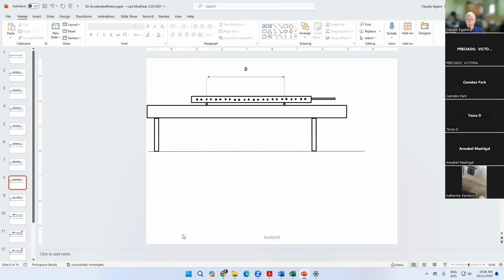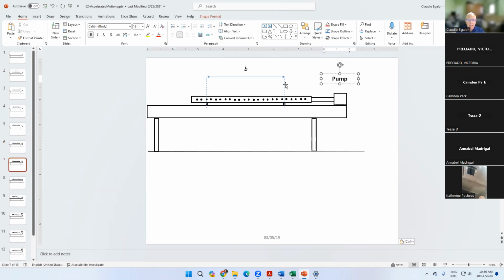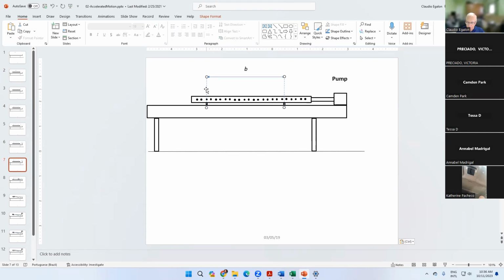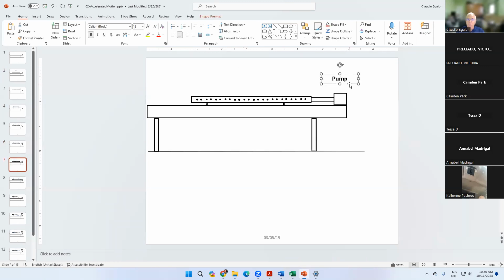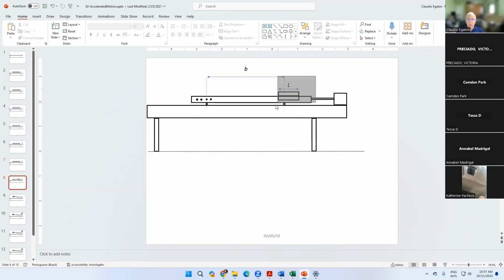Next in line, I don't need that anymore. Okay. Next is going to be my cart. And now I'm going to erase this guy here, otherwise it's going to become too busy. If needed, I'll come back to that. That's going to be my cart. We also call it a glider.